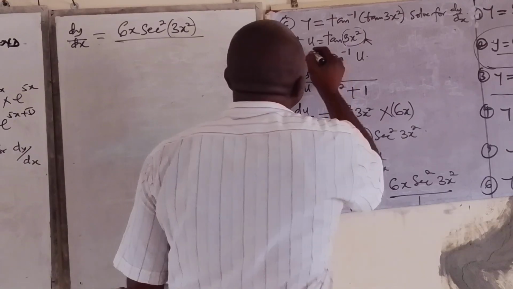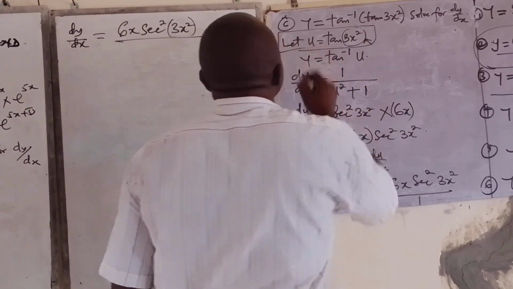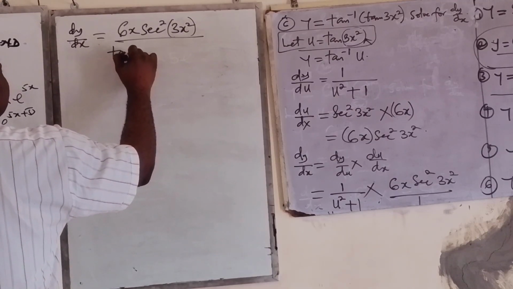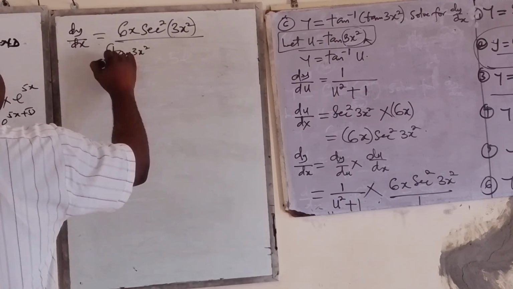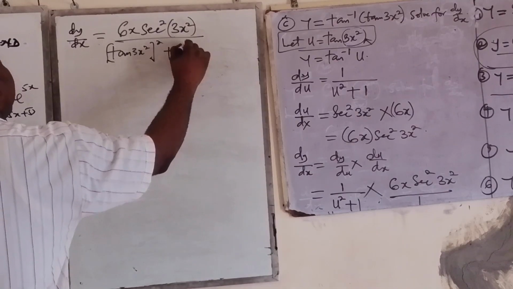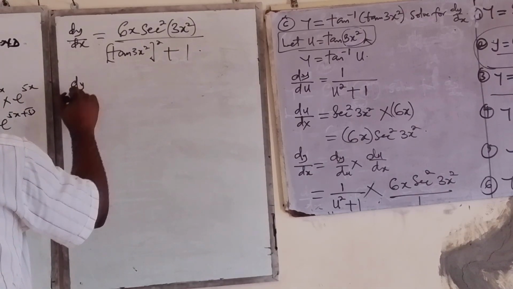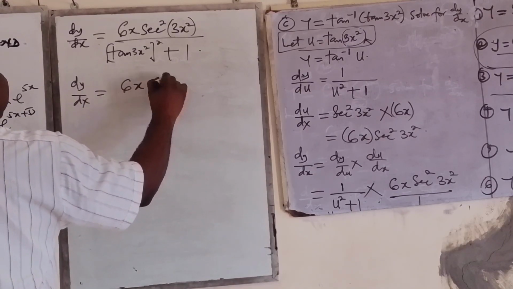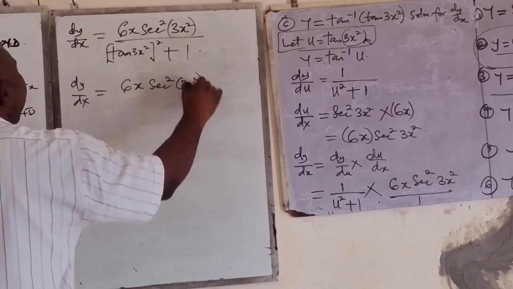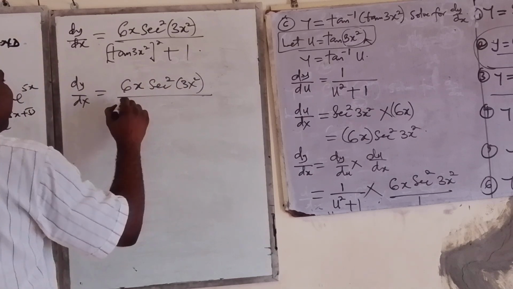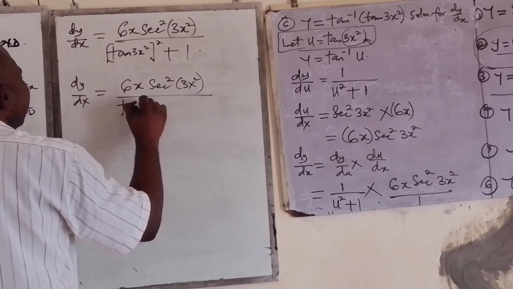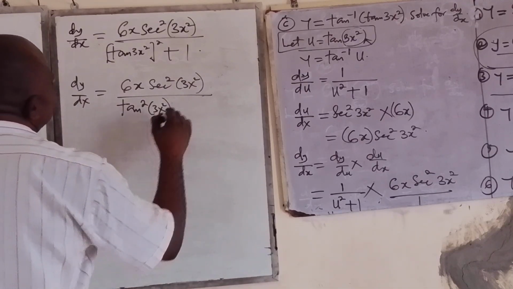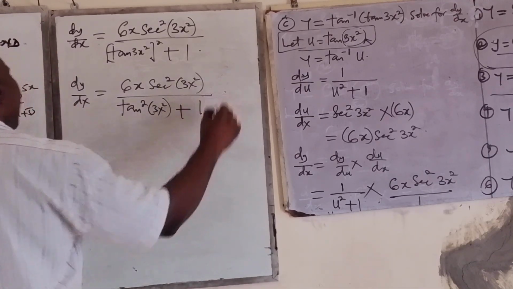Remember we said let u be equal to this. That's our u. So it will be tan 3x squared, all squared, then plus 1. So dy/dx will be equal to 6x sec squared 3x squared all over tan squared 3x squared plus 1.